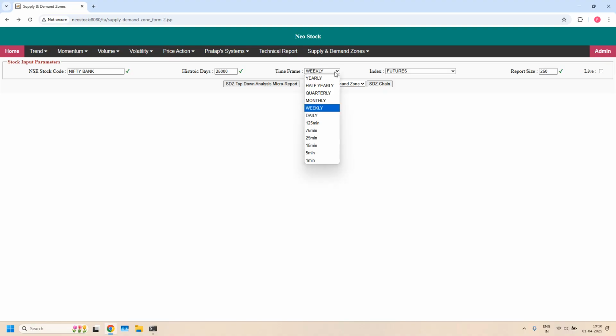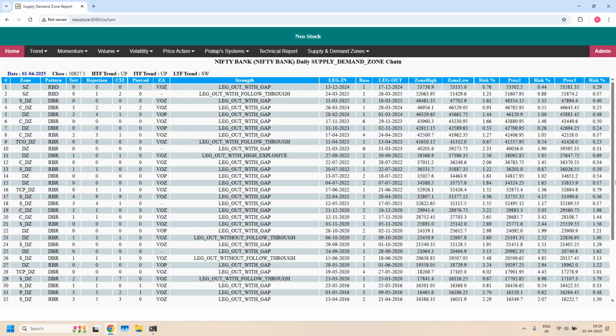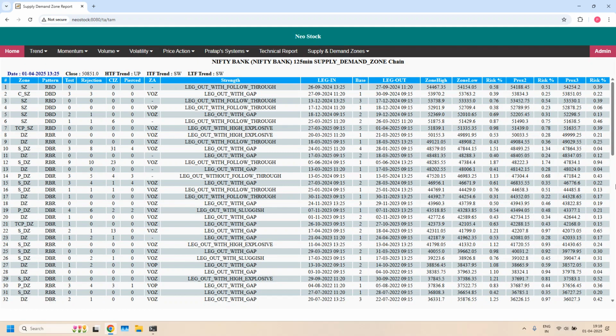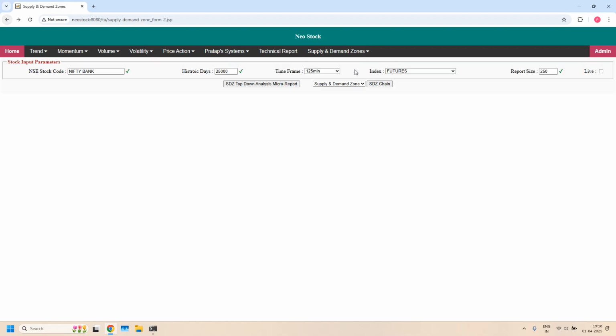Next, daily supply demand zone chain for Bank Nifty. Next, 125 minutes supply demand zone chain for Bank Nifty. Next, 75 minutes supply demand zone chain for Bank Nifty.